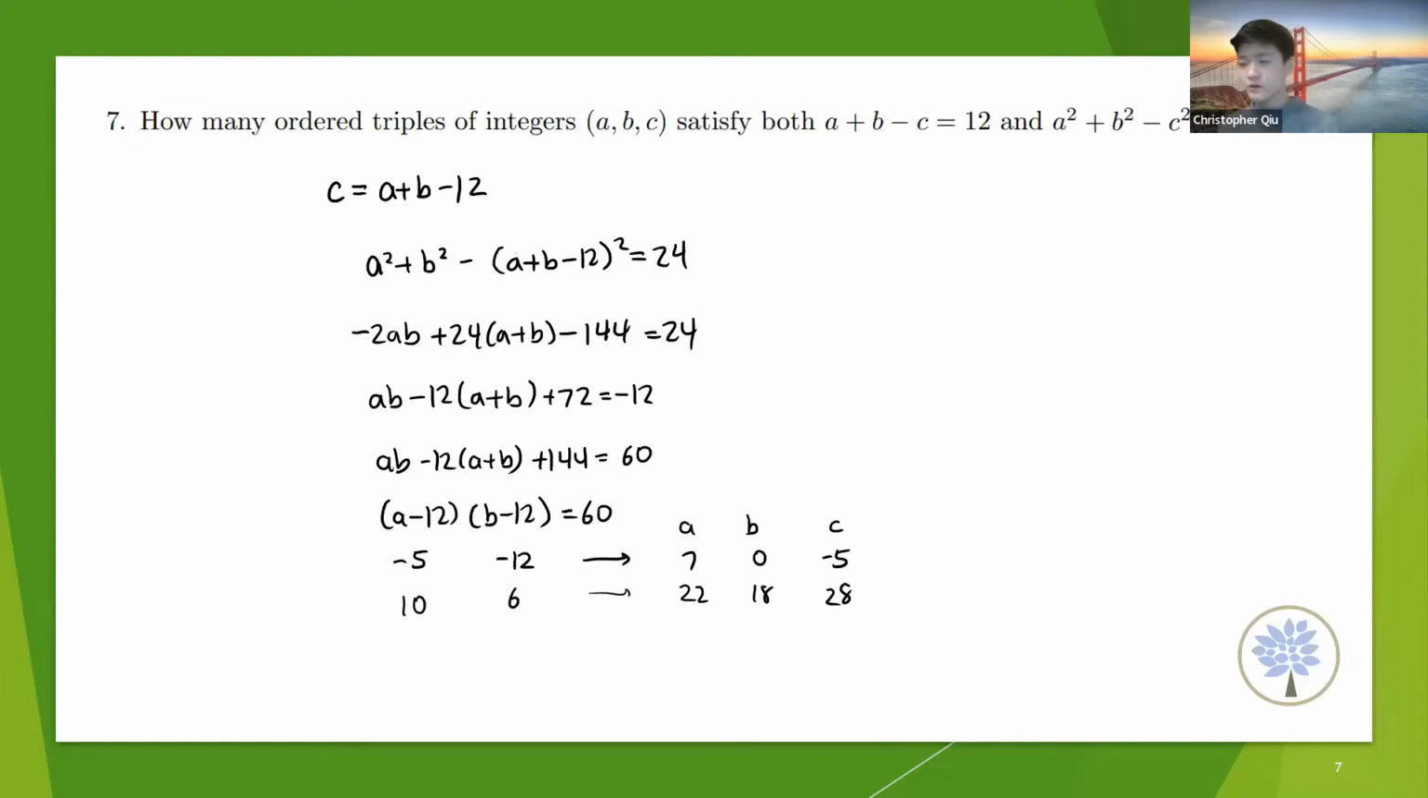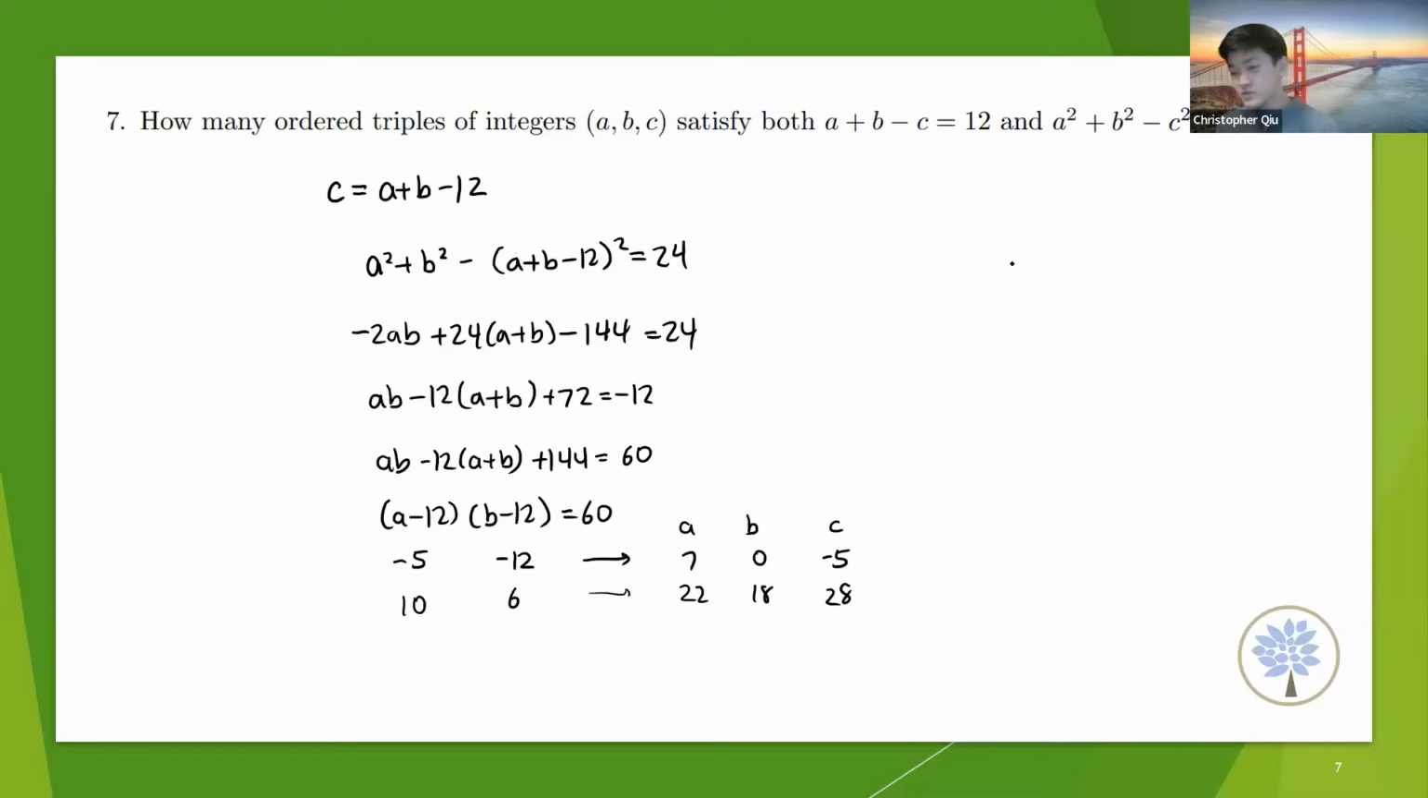And we can also check that all of these work because, of course, this condition is met. And since this condition is the equation we started with, as long as this triple of numbers satisfies this a minus 12 times b minus 12 equals 60, the second equation should be satisfied as well. So the number of ordered triples of integers is exactly equal to the number of ordered pairs of integers that multiply to 60. And so we can calculate that.